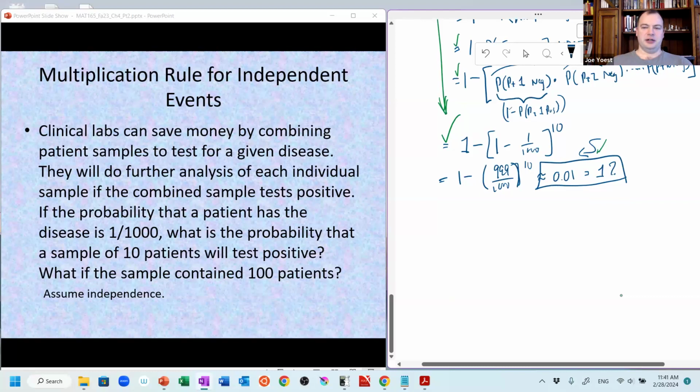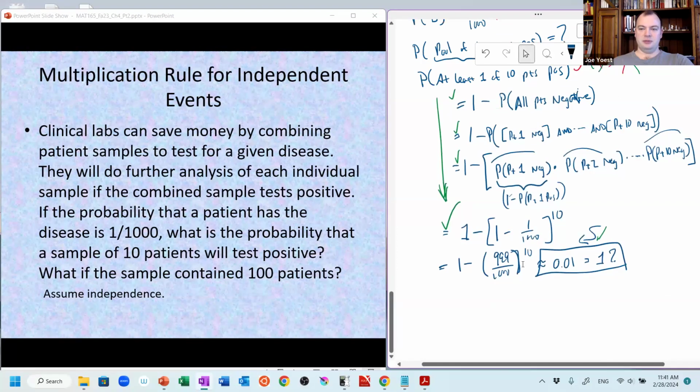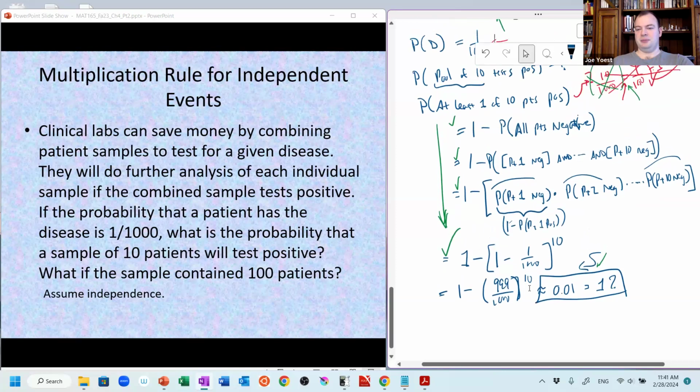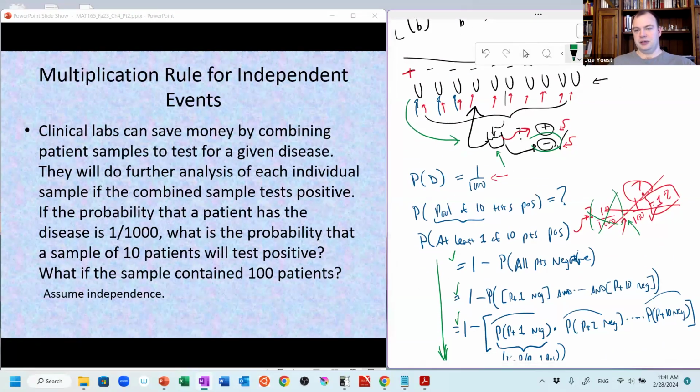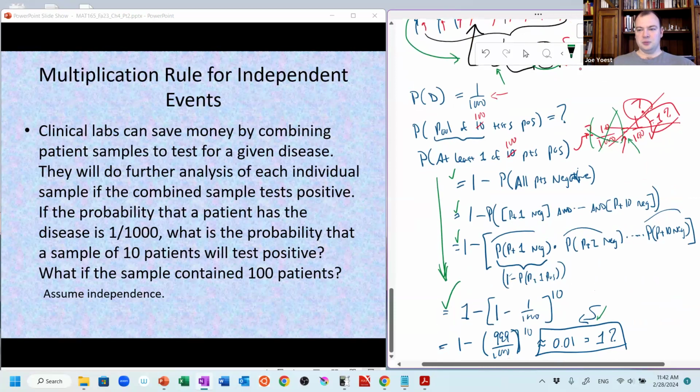What if I get a little bit greedier and I say, could I make a bigger pool? If I pool 10 folks together and that tests positive 1% of the time, negative 99% of the time, could I pool together more folks and make this even more efficient, going from 10 units of reagent down to 1? Could I go from 100 units down to 1 and do that reliably? So what if I pulled together 100 folks, a pool size of 100? How likely is this pool to be positive?